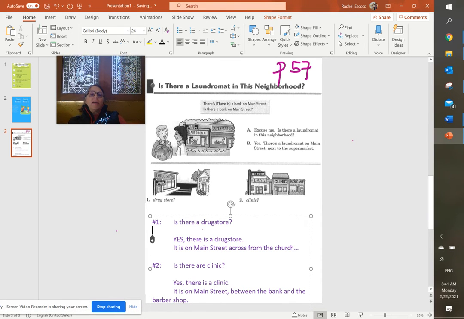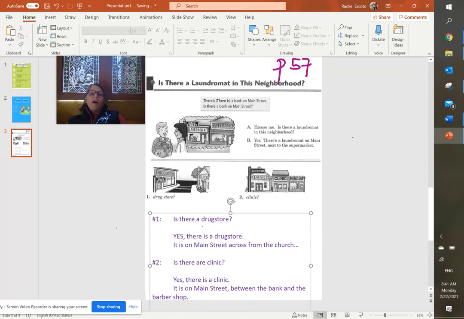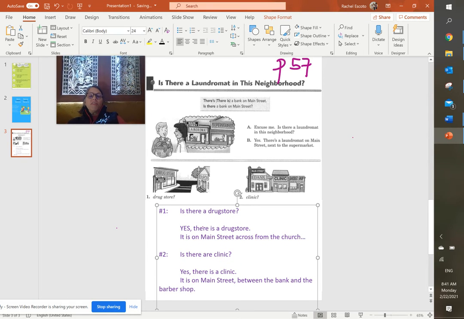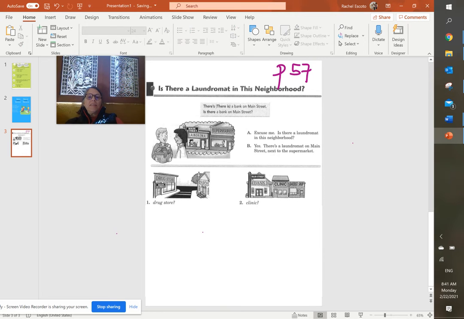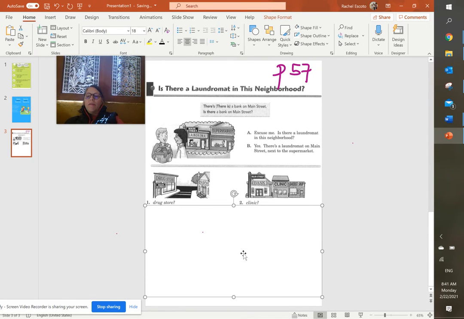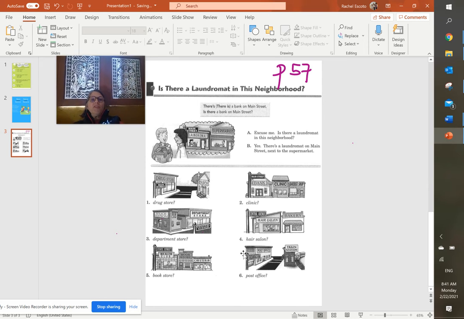All right, so you guys, there are a few more questions for you to answer. Those were just examples. Look, if I delete this, you should be able to see. So I want you to figure out how to answer the questions. Is there a department store? Is there a hair salon? And look, the name of the street changes. This is Central Avenue, State Street. I want you to answer all of these questions, okay? You can do it.